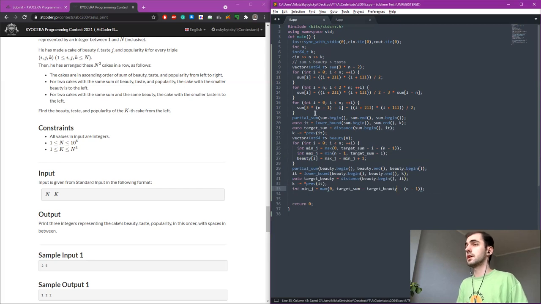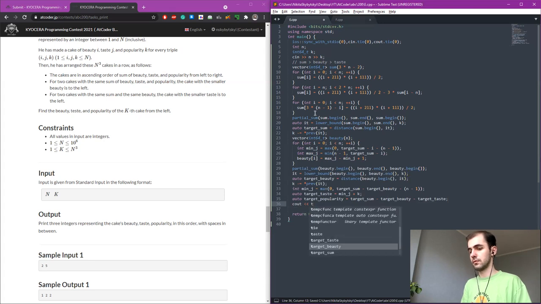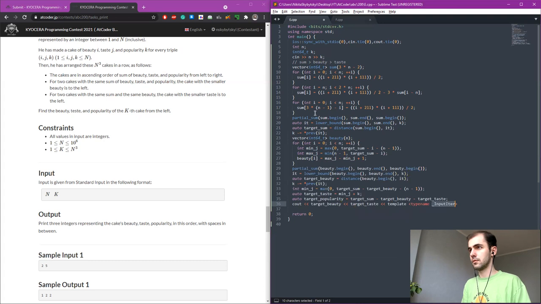So we can go here, select this as minimum j, and now I want k elements. So I say like target taste, I believe was that. It's minimum j plus k, then target clarity is target sum minus target beauty minus target taste. Oh, that makes sense. I forgot that I have such template snippets.